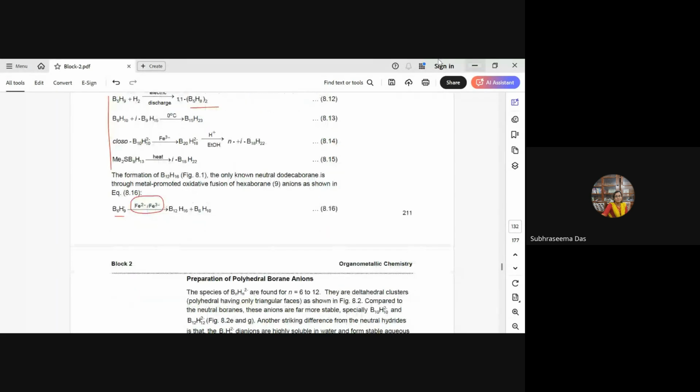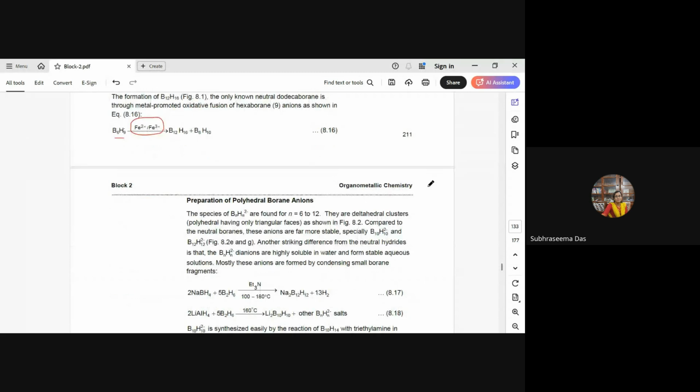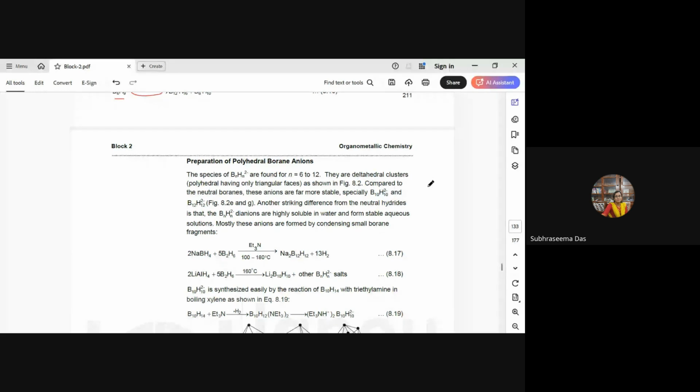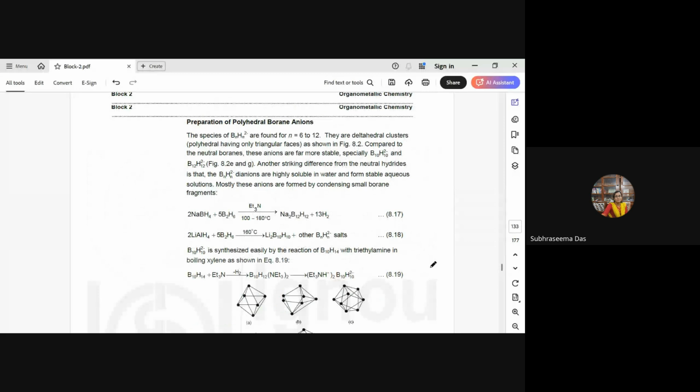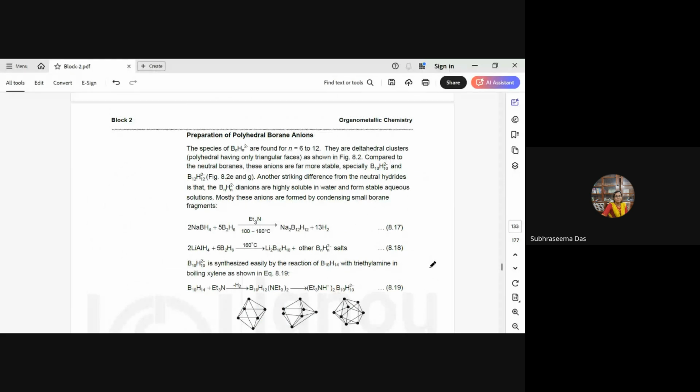Then coming to the preparation of polyhedral boron anions. The boron anions BnHn 2 minus are found for n equal to 6 to 12. They are deltahedral clusters. Deltahedral cluster means polyhedra which have only triangular faces, as shown in figure 8.2. Compared to neutral boranes, these anions are more stable, especially B10H10 2 minus and B12H12 2 minus. Another striking difference from the neutral hydrides is that the BnHn 2 minus dianions are highly soluble in water and form stable aqueous solutions.